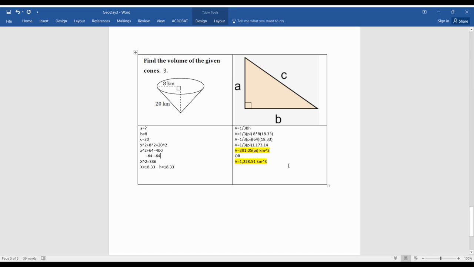So now I can go over and actually solve using, once again, volume equals 1/3 base times height. And keeping in mind that base, in this case, when it's circular, is pi r squared. So I'm going straight in and plugging those in. So it's 1/3 times pi. Radius was 8, so that's going to be 8 times 8 times my height of 18.33 that I just solved for.